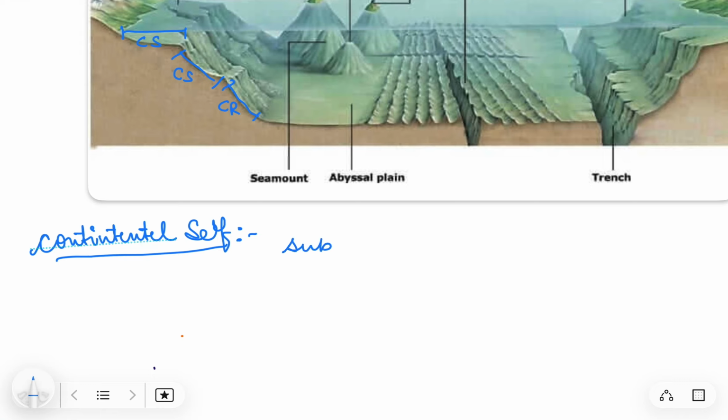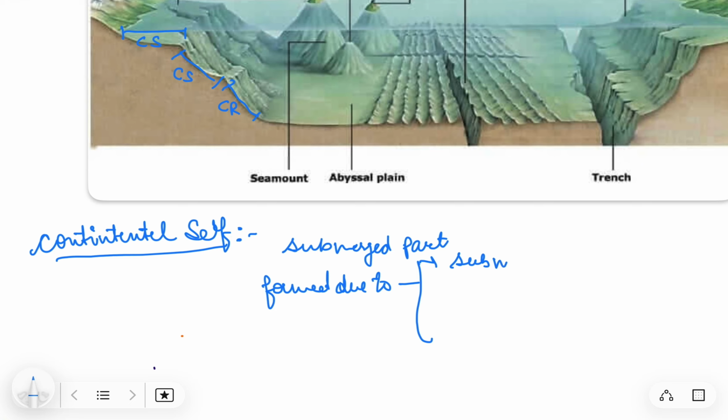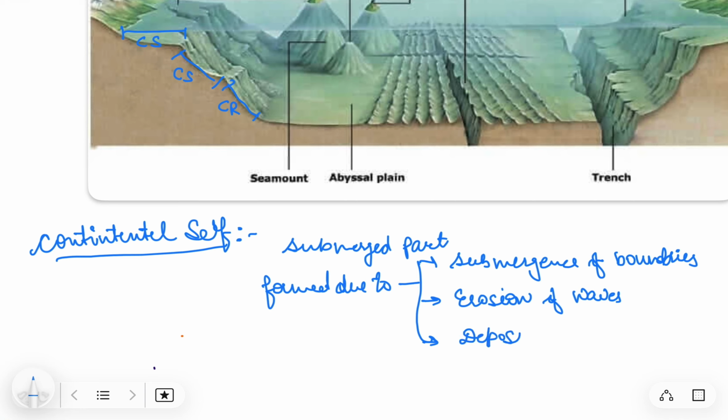So the continental shelf is a submerged part, and it is formed due to the submergence of boundaries, and it can be because of the erosion by the waves, and it can also be because of the deposition by rivers.